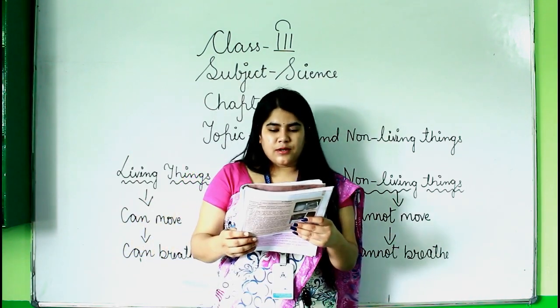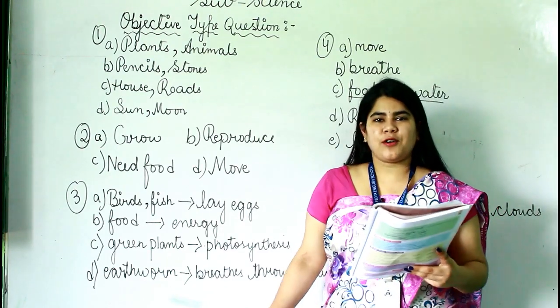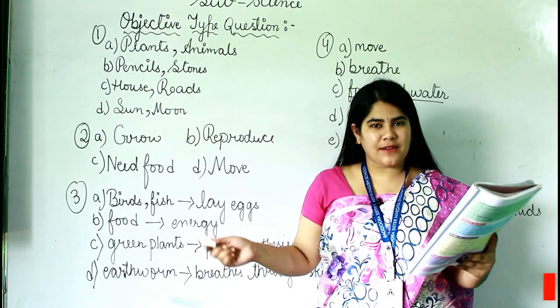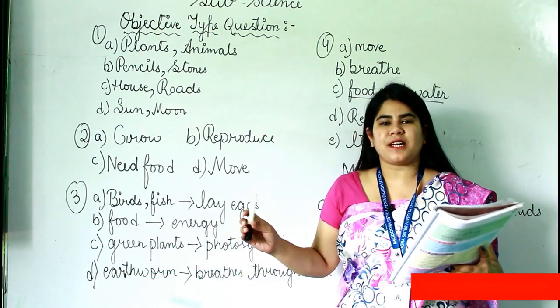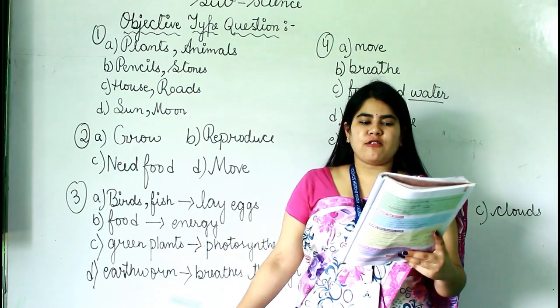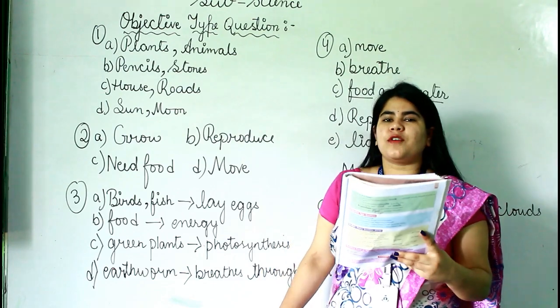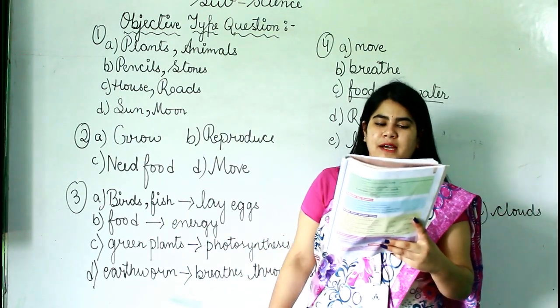Okay students, I hope you all have understood the chapter, what is living and non-living things. So now let's move on to the exercise, that is page number 12. Take out your notebooks and start writing the answers, okay. The first one is the objective type question. Look at your book everyone.